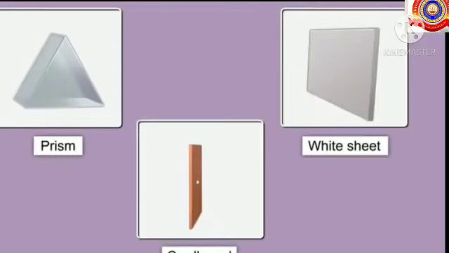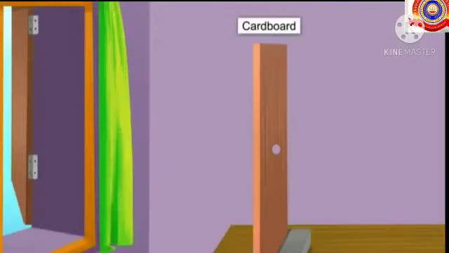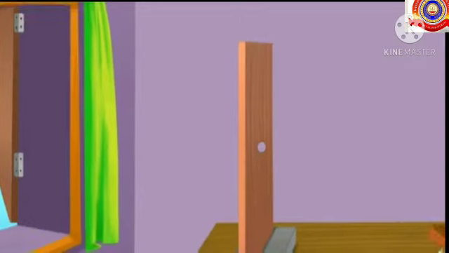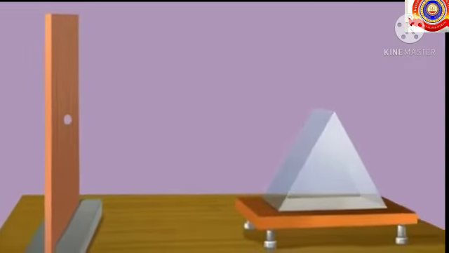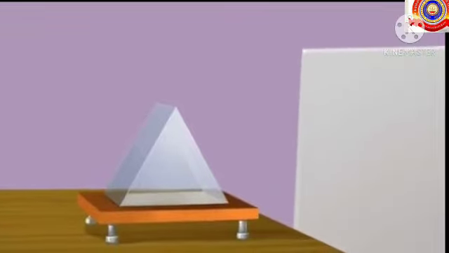So place a cardboard at a position such that the sunlight falls directly on it. Next, keep the prism such that the light passing through the hole of the cardboard falls on the surface of the prism, and at the other end of the prism fix a white sheet as shown.